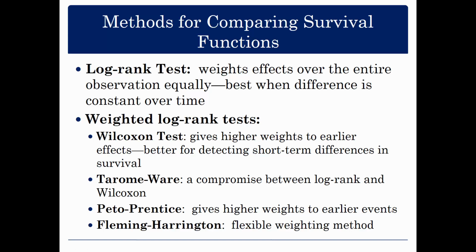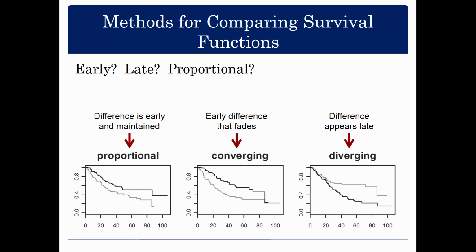The Fleming-Harrington method is a method where you can actually set the weights yourself. If you think the difference is in the middle, if you think the difference is at the end, if you think the difference is at the beginning, or if you think it's proportional. So the Fleming-Harrington method is actually the most flexible of all of them, where you can narrow down on a particular time where you think you're going to observe the biggest effect.